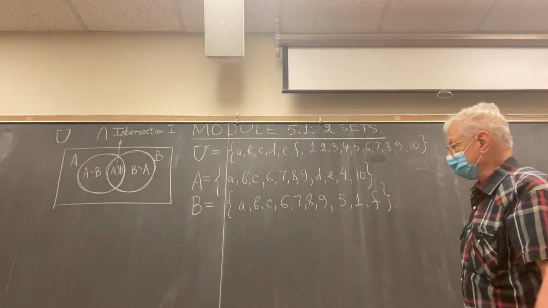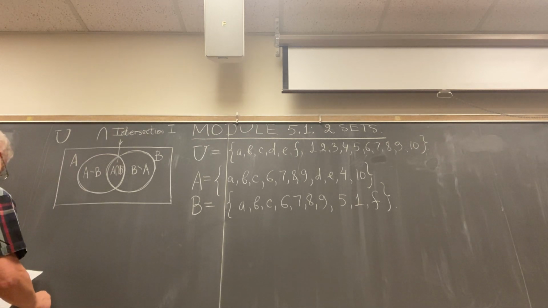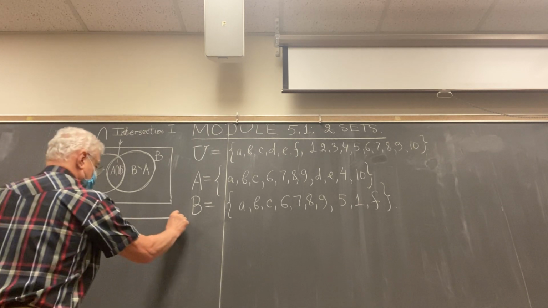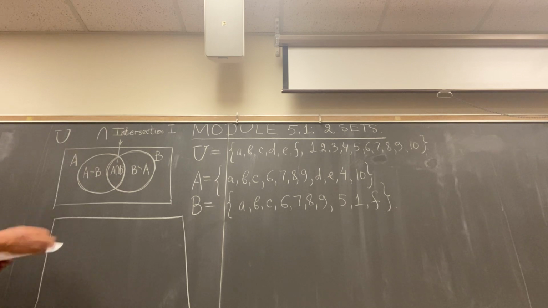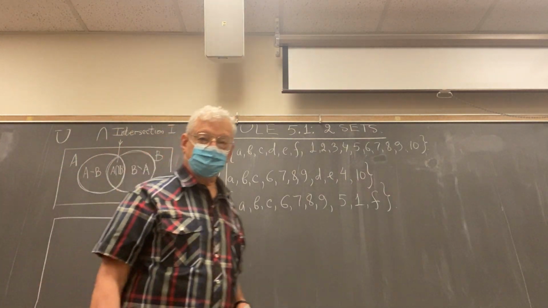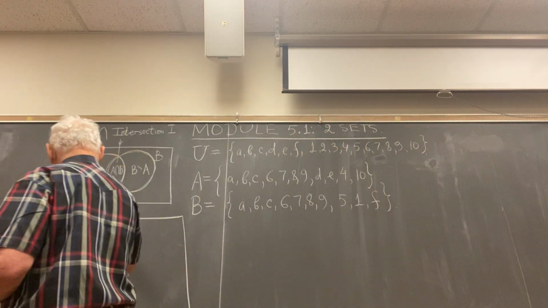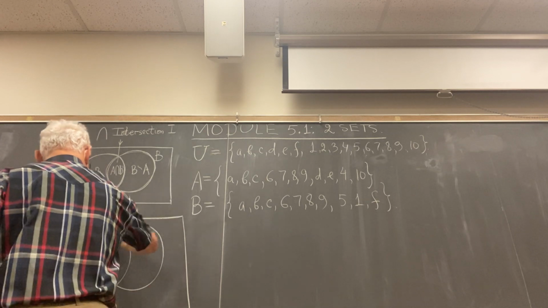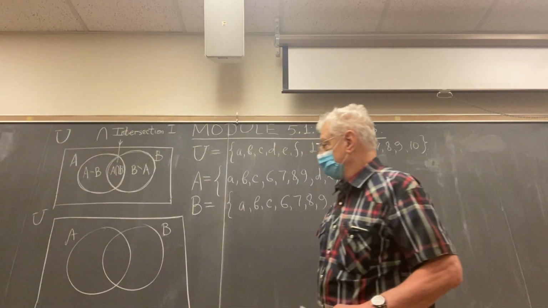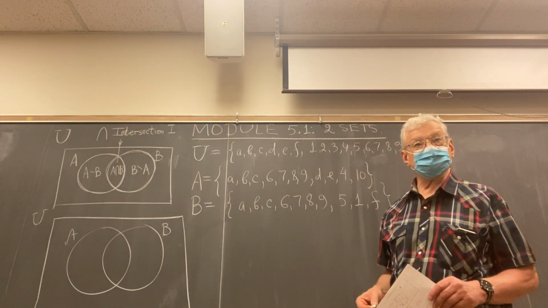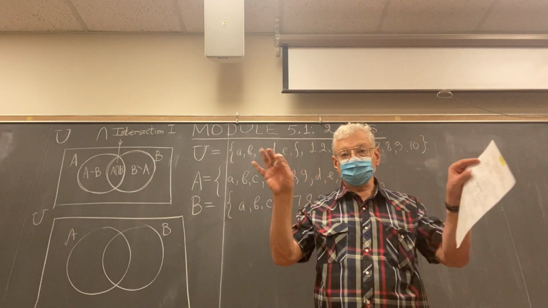So the question is, we have to put the elements inside the sets A and B. We have to draw the Venn diagram, and then put the elements in the appropriate places. How to start? We have to start from the interior part, and then we go outside.